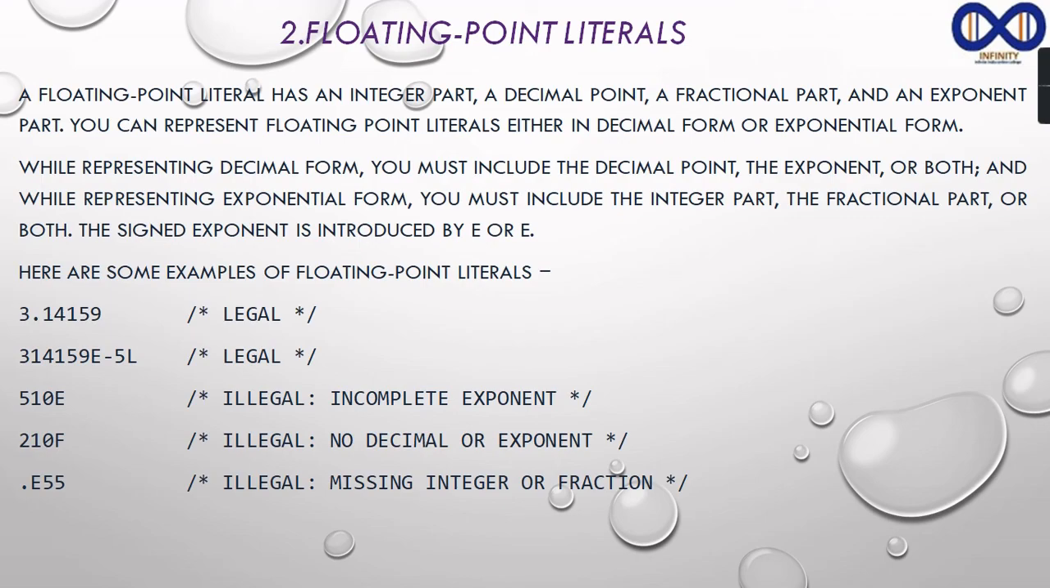The second one is floating point literals. A floating point literal has an integer part, a decimal point, a fractional part, and an exponent part. You can represent floating point literals either in decimal form or exponential form. While representing decimal form, you must include the decimal point, the exponent, or both. While representing exponential form, you must include the integer part, the fractional part, or both. The signed exponent is introduced by e or E, a small e or capital E.